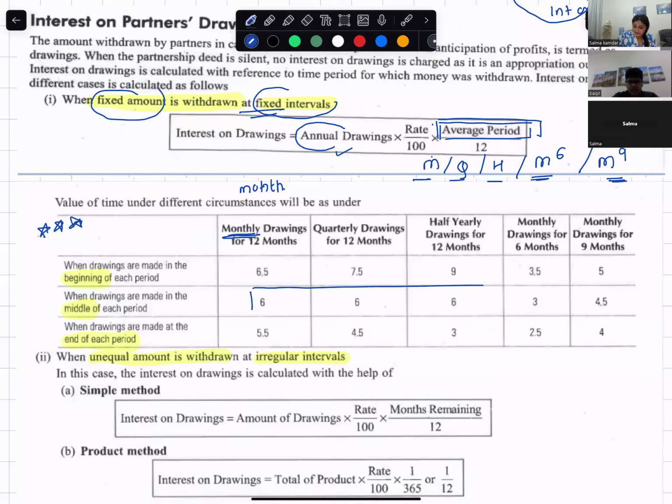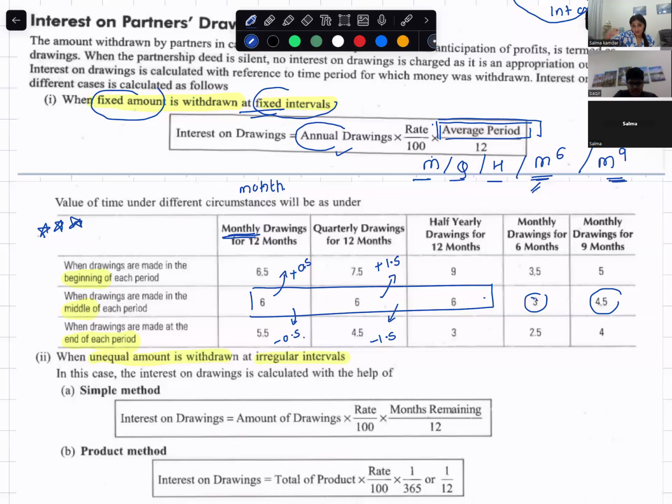For monthly, quarterly, and half yearly, at the middle it will be 6. Then for monthly drawings for 6 months, it will be half of it, it will become 3, and this is 4.5. Are you with me? Yes, ma'am. Now see over here. Monthly: at the beginning of the month, it is plus 0.5. At the end of the month, it is minus 0.5. Then quarterly: at the beginning of every quarter, it is plus 1.5. At the end of every quarter, it is minus 1.5.